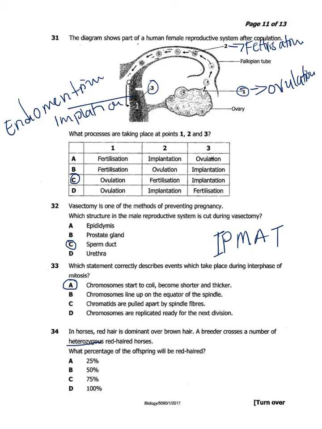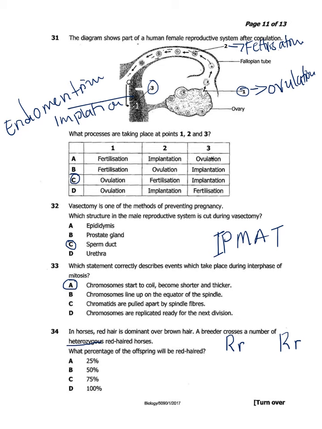Now, since we are not given the letters to use, we are going to make our own letters. So let's use the capital letter R for dominant, then small letter r for recessive. Then R for red hair, small letter r for brown hair. Now, since we are looking at heterozygous, we are going to have a capital letter and small letter, then another capital letter and small letter.